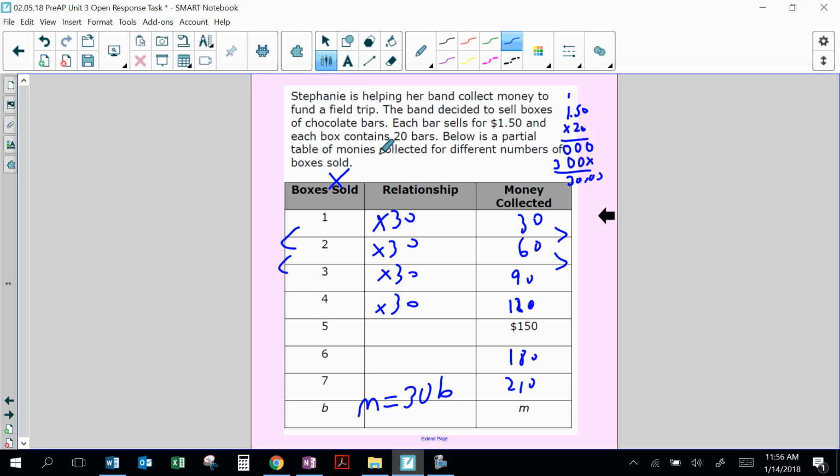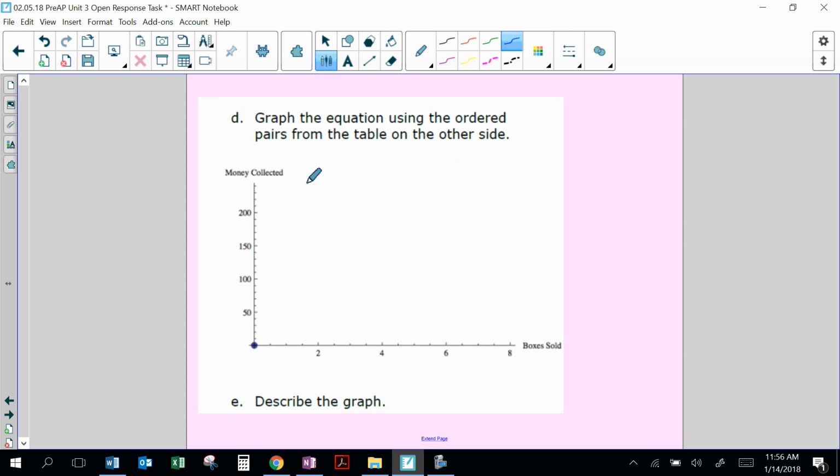This is the x value. This is the y value. The dependent can respond, while the independent, you can manipulate and change the numbers around. Graph it. So one box costs $30. Two boxes cost 60. Three boxes cost 90. Four costs 120. Five costs 150.